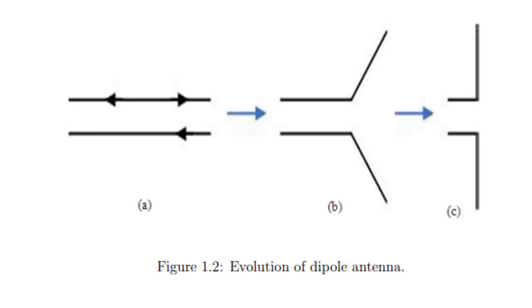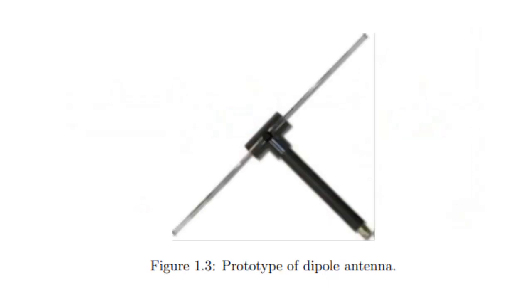Dipole antenna. This dipole antenna was developed by Heinrich Rudolf Hertz in the late 19th century. Dipole antennas are the most popular type of antenna. The evolution of a dipole is shown in the figure. And an example of a prototype of a dipole antenna is shown.